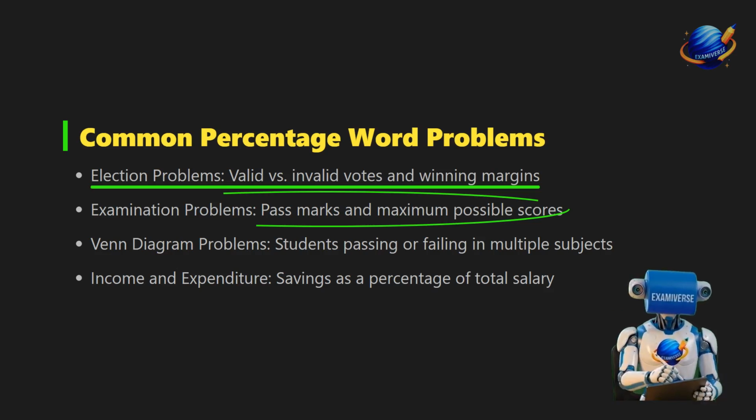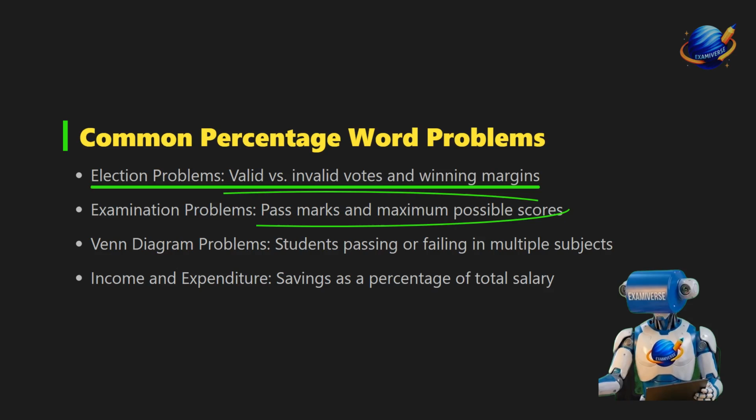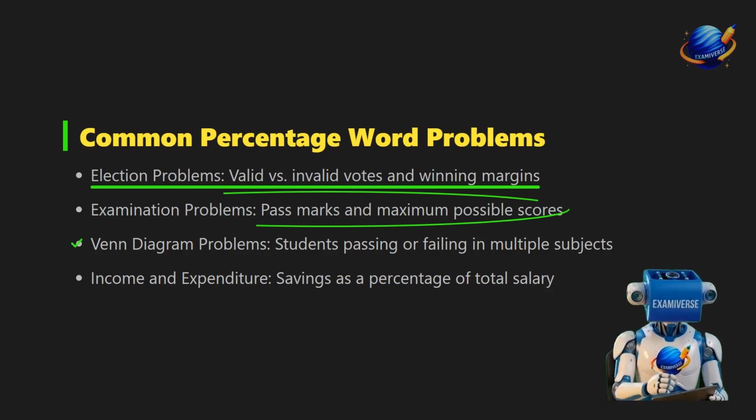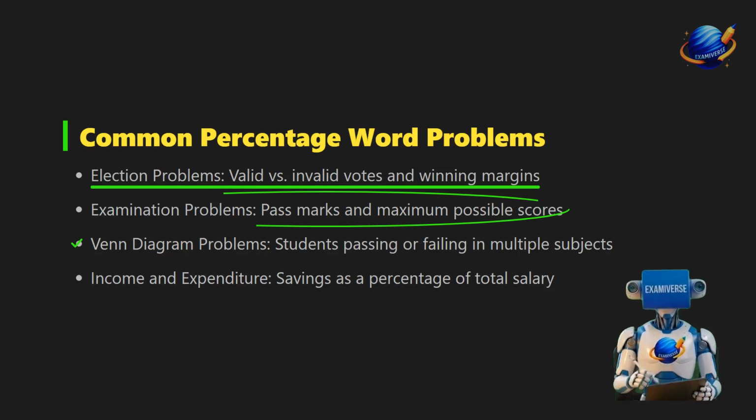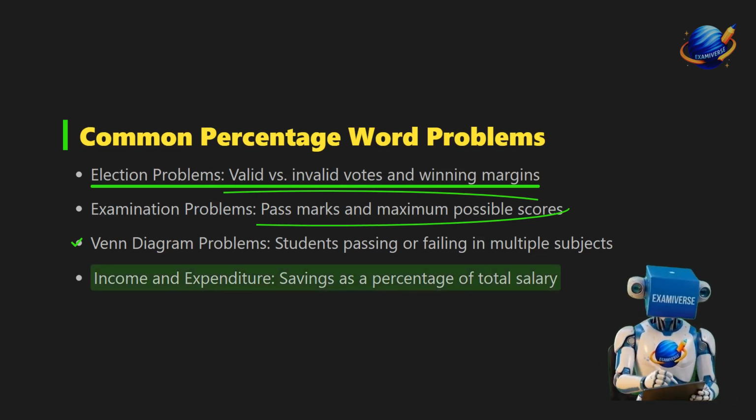You will also see Venn diagram problems, which deal with groups of students passing or failing in multiple subjects like math and English. Finally, there are income and expenditure problems, where you track a person's spending on rent, food, and transport to find their final savings as a percentage of their total salary. We will practice all these types extensively.